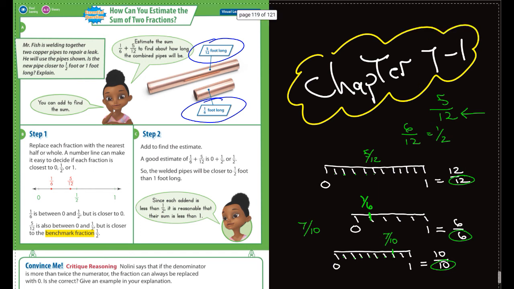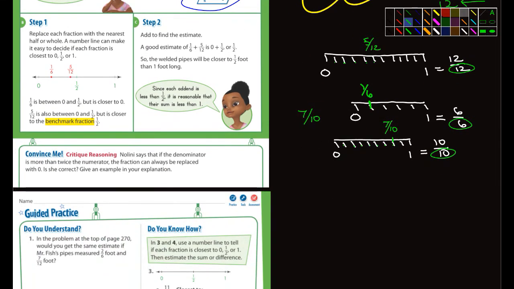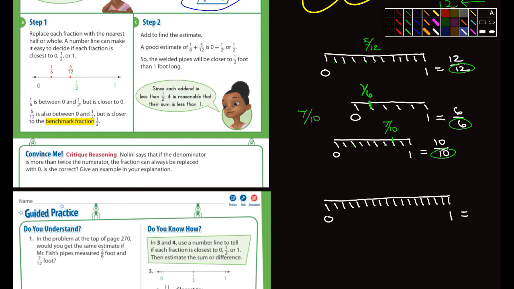Let me do a couple more. I want to make sure you guys understand this. And for those of you that do understand it, I appreciate your patience. All right. How about, let's see here: 1, 2, 3, 4, 5, 6, 7, 8, 9, 10, 11, 12, 13, 14, 15, 16, 17, 18. 18 lines. Here's 0. Here's 1. All right. 1 also means 18 over 18.